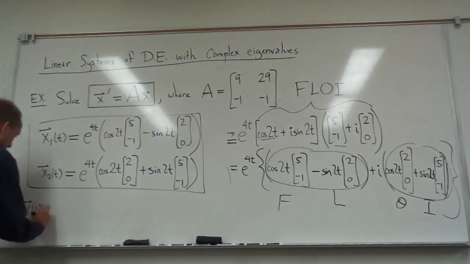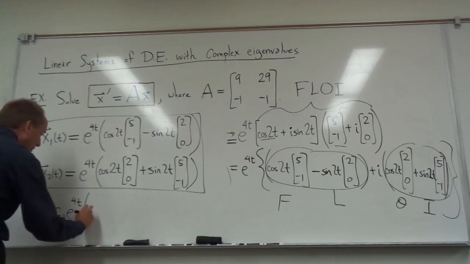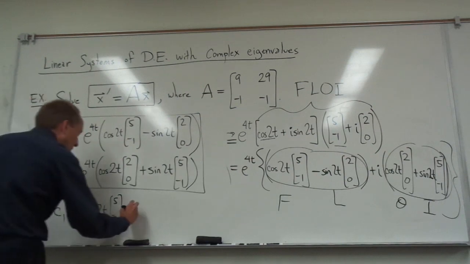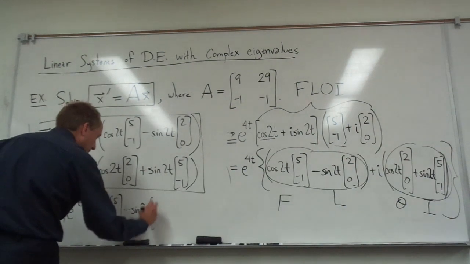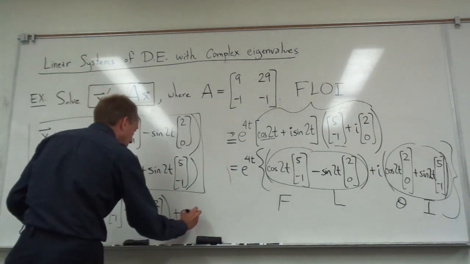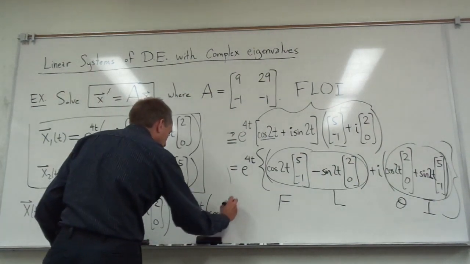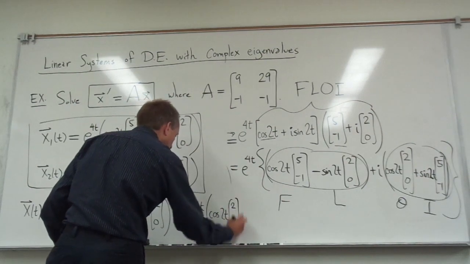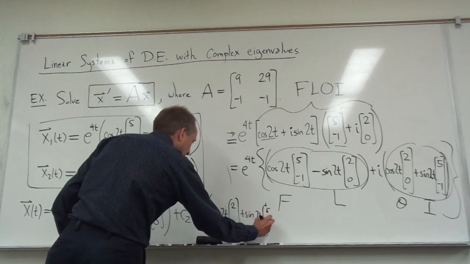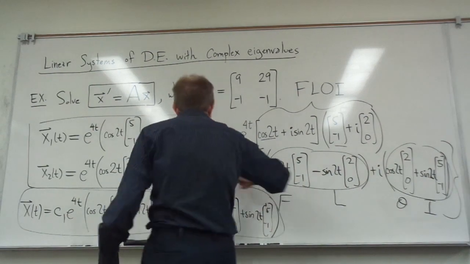So the general solution then would be C1 times the first solution here. So I'll just write it out one more time just to make it very clear. So this is the first part of the answer, right? Like that. And then plus C2, e to the 4t, and now I have to put down the second part of the answer, cosine of 2t times (2, 0), plus sine of 2t times (5, -1). So this would be the final general solution.